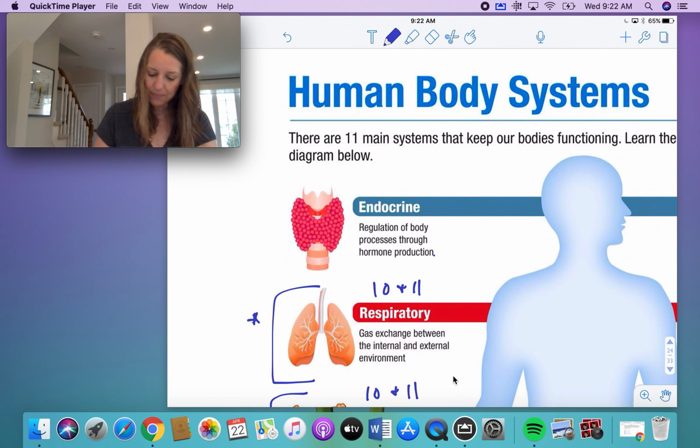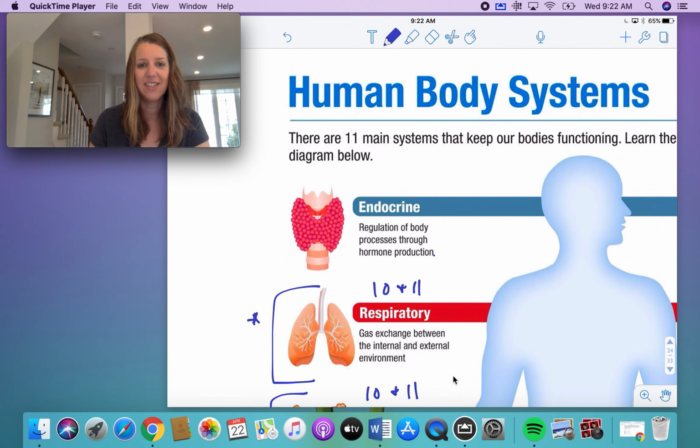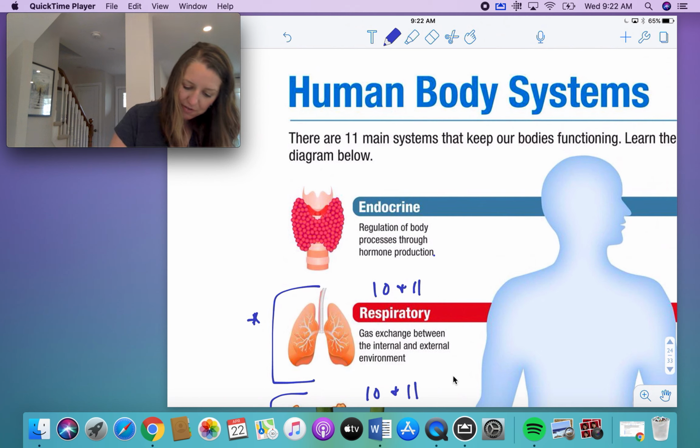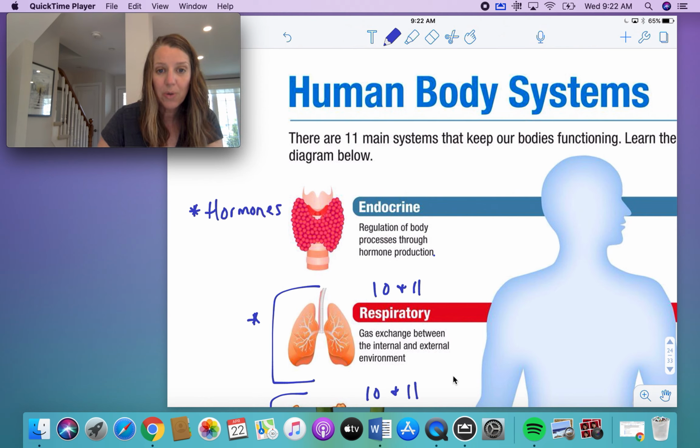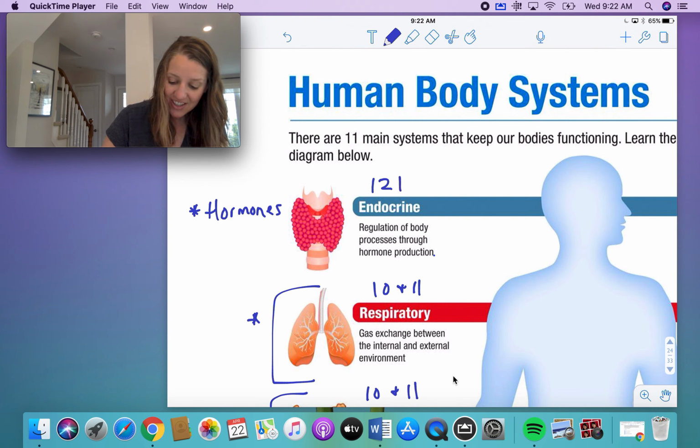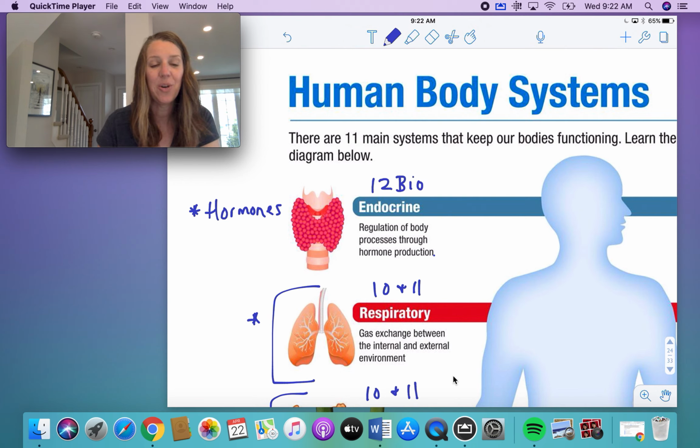So let's go through here. We have your endocrine system. This diagram is showing your thyroid gland right here. And if there's one word for your endocrine system, the word for that is hormones, okay? Your hormones are the chemical signals that send things, chemicals, protein molecules usually, right, to every single cell and organ in your body. So they regulate things, okay? So the word for hormones is endocrine, and we'll delve into that in grade 12 biology.